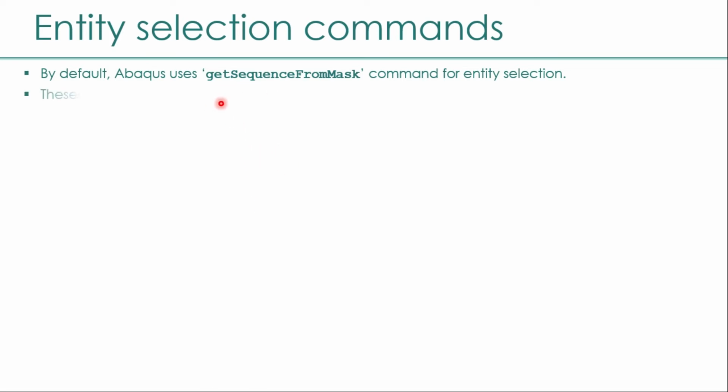It's an internal command, and it's not very human readable, so we cannot directly use it in our script, because if we use it directly, then we might get some error while running the script, because all the data that is being given to this getSequenceFromMask command is something internal.